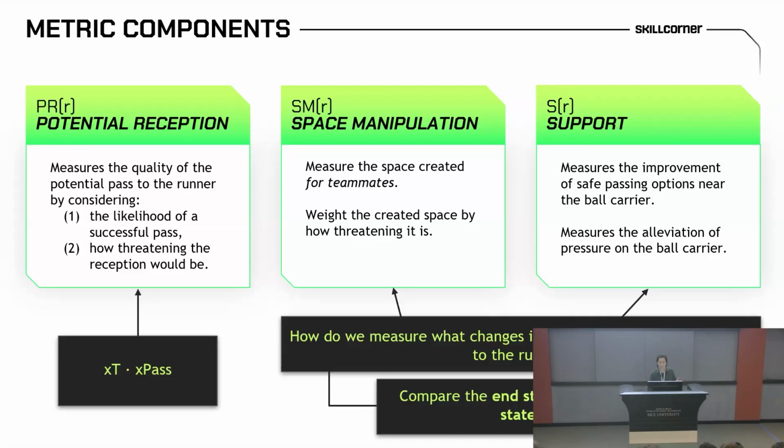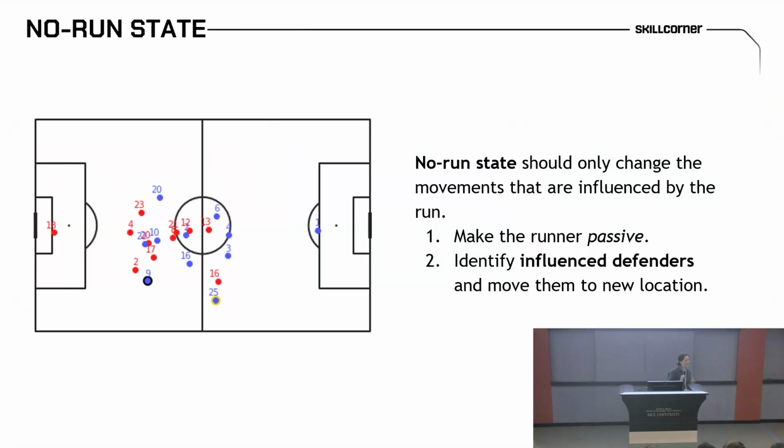So I want to go into the details of the no-run state a little. We had 2 main principles. We made the runner passive. They were allowed to move a little bit from their initial position, but only in a way that made sense with respect to the rest of their team. And then we identified influence defenders, and we moved them to a new location given the runner's new position.